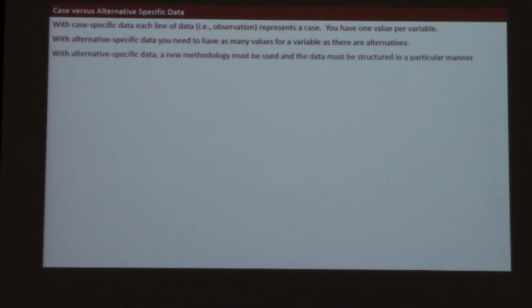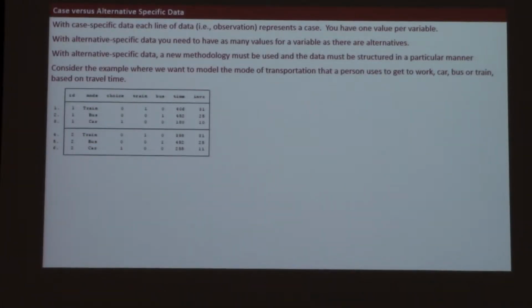And then how the data is going to be set up. So with alternative specific data, usually you have one row of data that represents one case. Alternative specific data is you're going to have as many values for a variable as there are alternatives. And that's going to be different than for case-specific data. Let's see if we can look at this. Okay, so this is data set up as alternative specific data.